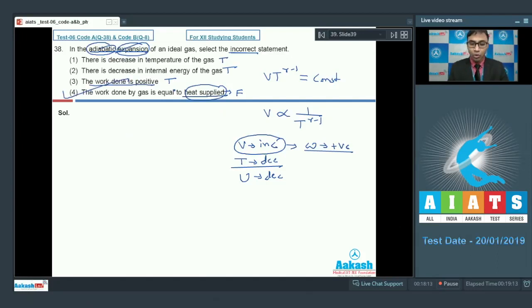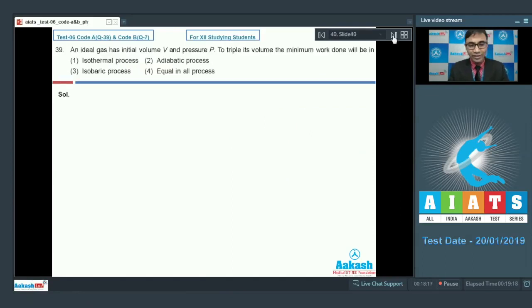Now let's move to question number 39. Question number 39 says, an ideal gas has initial volume V and pressure P. To triple its volume, the minimum work done will be in. So basically, we are expanding. We are increasing the volume. We are making it triple its volume, right?